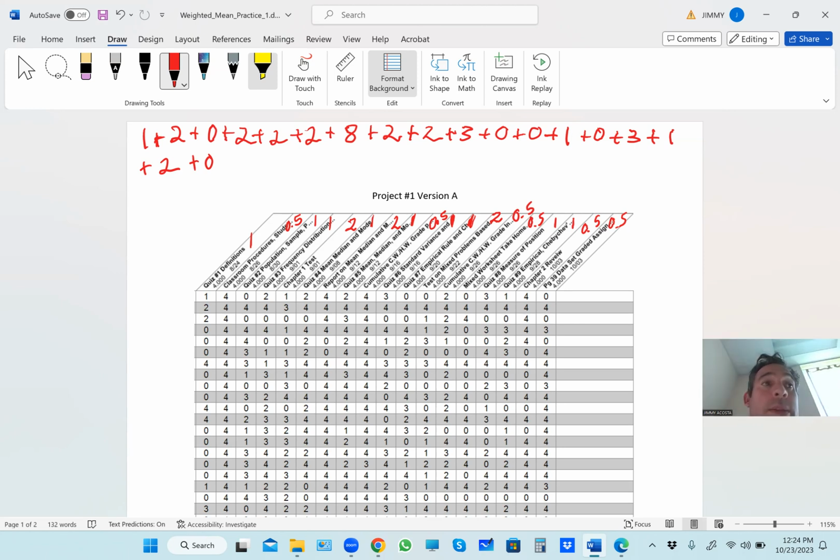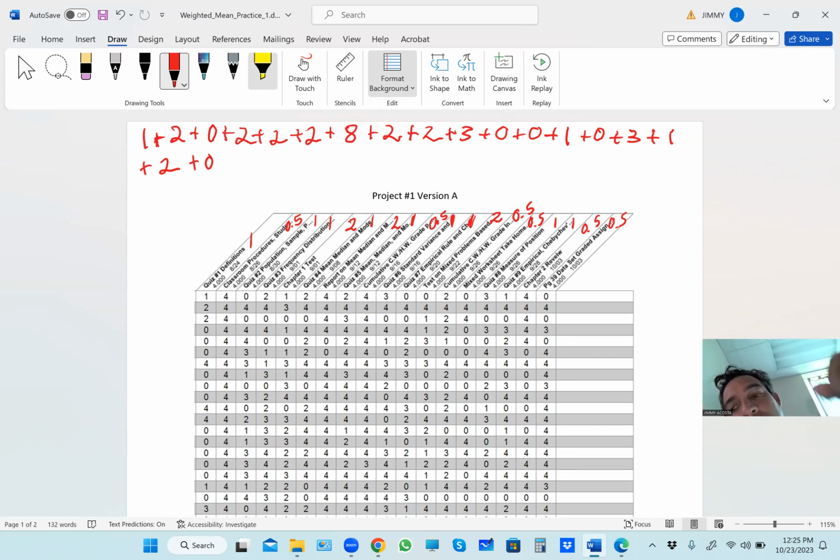So now I just carefully add up all those numbers there. I guess you can say all the points, in a way that's what they are, they're just points. So we take 1 plus 2 plus 0 plus 2 plus 2 plus 2 plus 8 plus 2 plus 2 plus 3 plus 0 plus 0 plus 1 plus 0 plus 3 plus 1 plus 2. So I come up with 31.